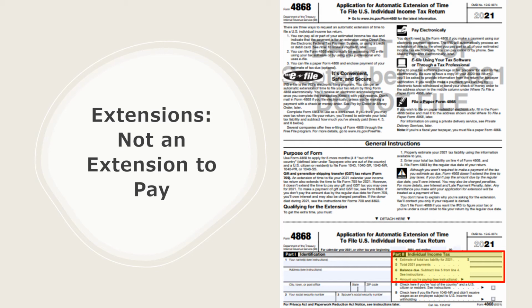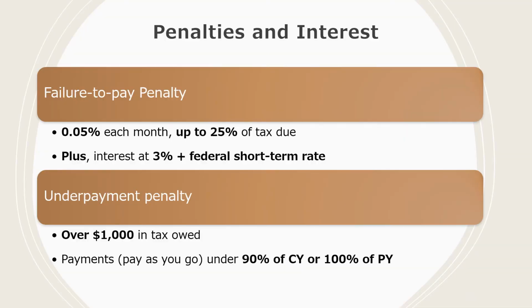It is not an extension to pay. So if they think they're going to owe any more taxes, they want to be sending it in before April 15th with this form. Otherwise, they're going to end up with some penalties. So as I talked about before, there is a failure to file penalty.